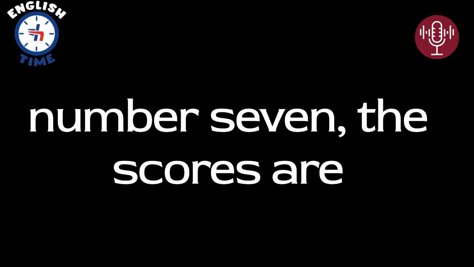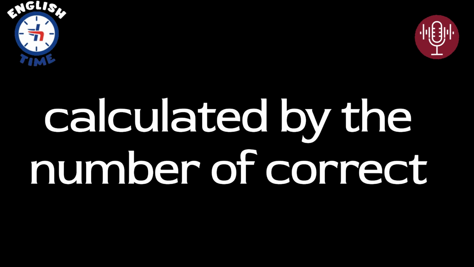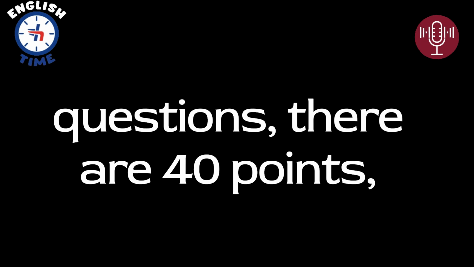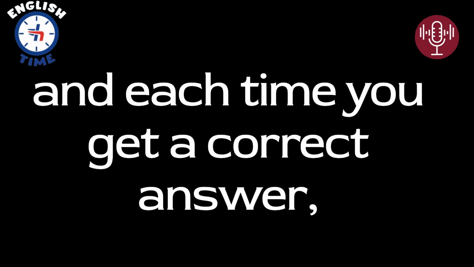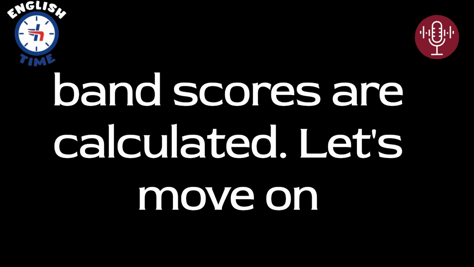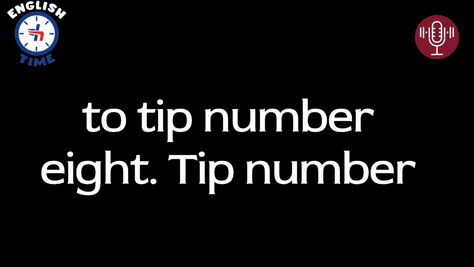Tip number 7. The scores are calculated by the number of correct answers you have. So there are 40 questions, there are 40 points. And each time you get a correct answer, you get a point. And that is how your band scores are calculated. Let's move on to tip number 8.